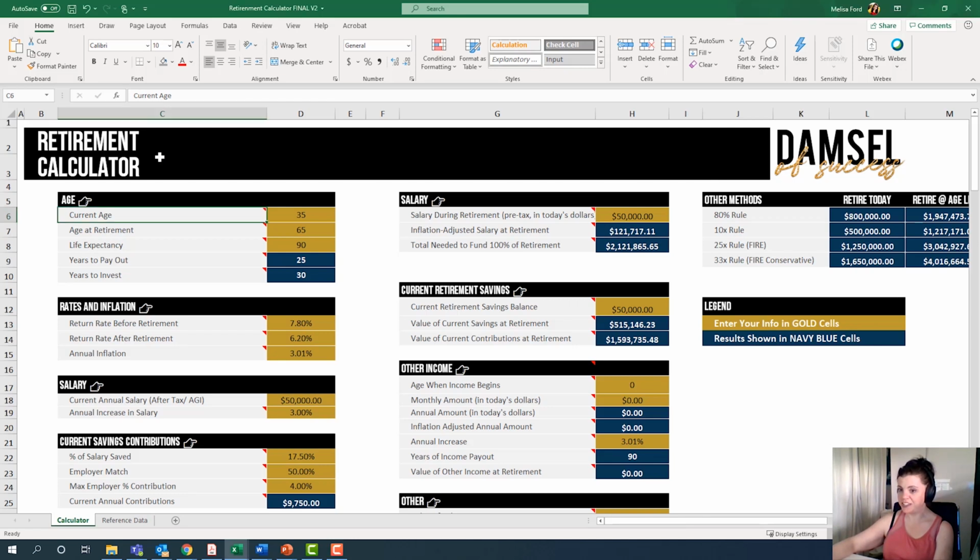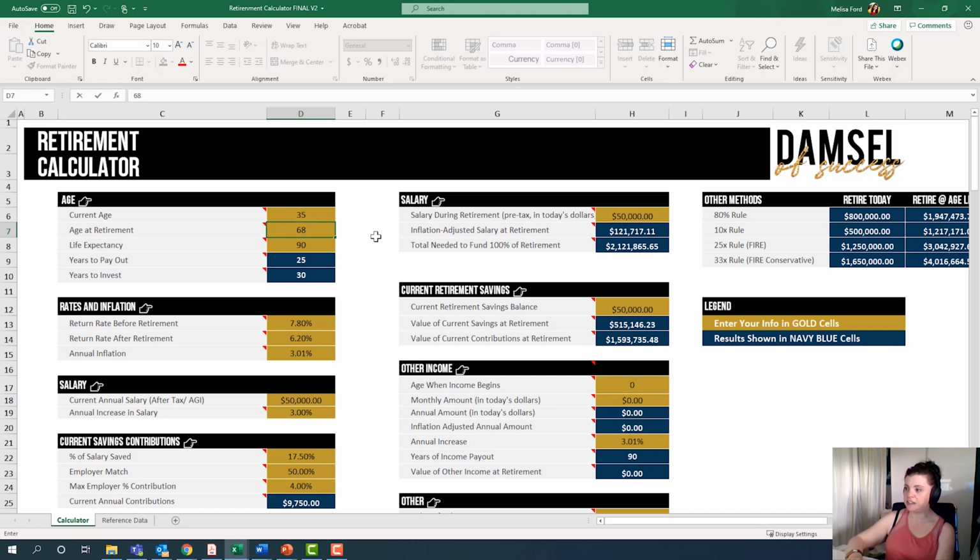So you can see here on the screen, this is my retirement calculator. I'm just going to start from the beginning and go through so you see step by step how you can use this retirement calculator to show you exactly how much you need to retire. So you just start here with your current age. I'm just going to put in 35 as an example. You're going to put in your age at retirement. So I'm just going to change this up to 68.